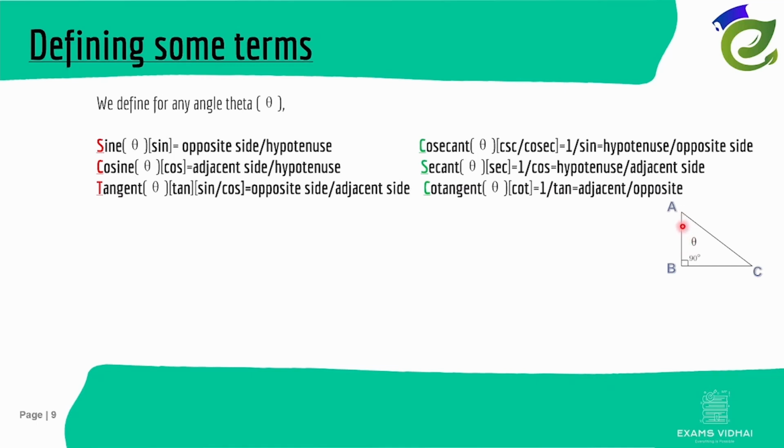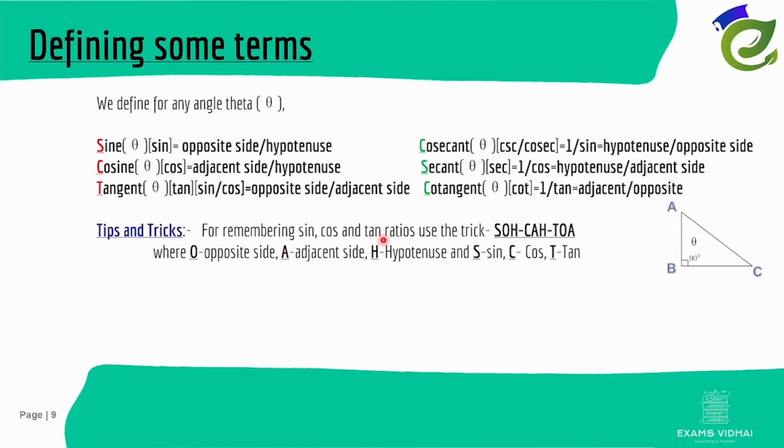Now here we have a triangle ABC, and for theta, which is BAC, we have opposite as BC and hypotenuse as AC. So sine theta is BC by AC and cos theta is AB by AC, right? And tan theta is BC by AB. Remembering all these ratios will sometimes be difficult for you, so I have a trick for you so that you easily remember and solve problems.